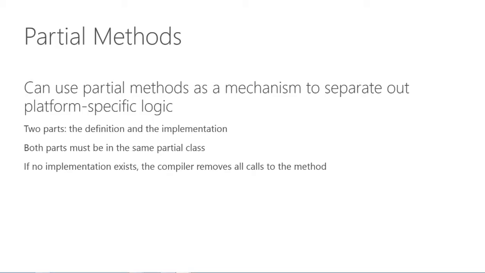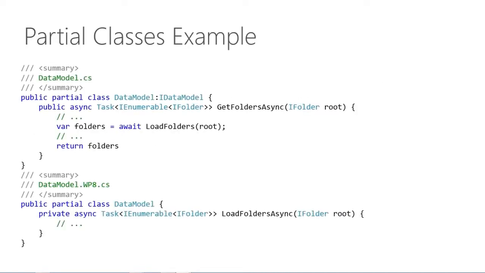You can also have partial methods and use partial methods as a mechanism to separate platform-specific logic. Two parts of the definition and the implementation. Both parts must be in the same partial class, obviously. And if no implementation exists, then the compiler removes all calls to that method. So you have to be careful that you actually implement that properly.